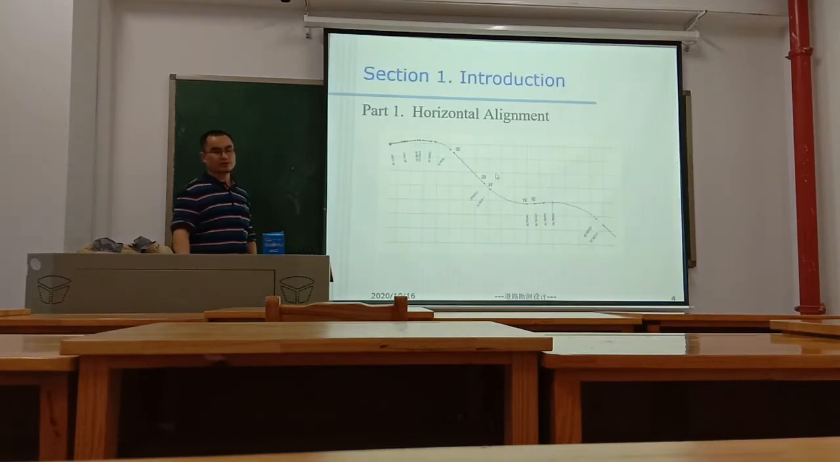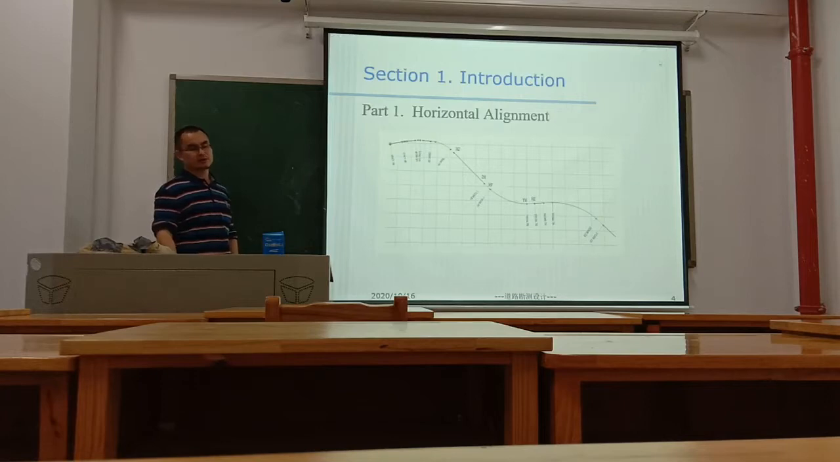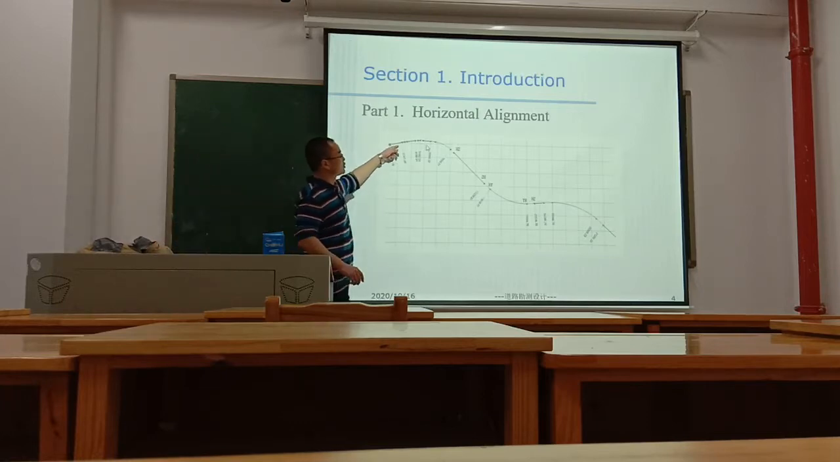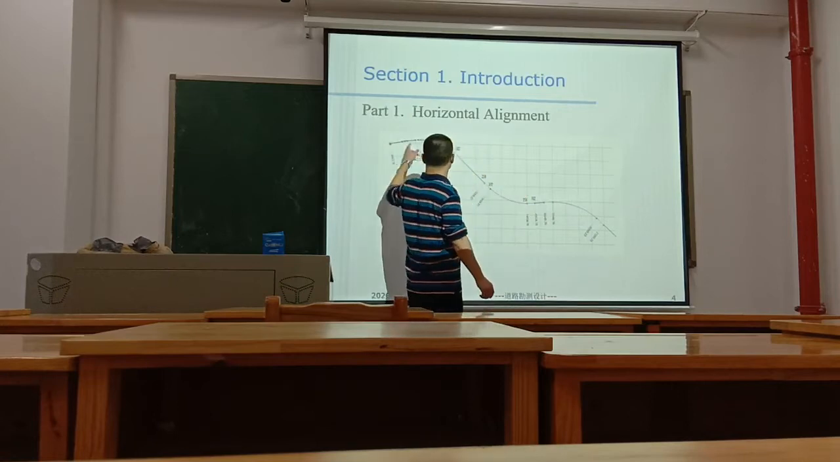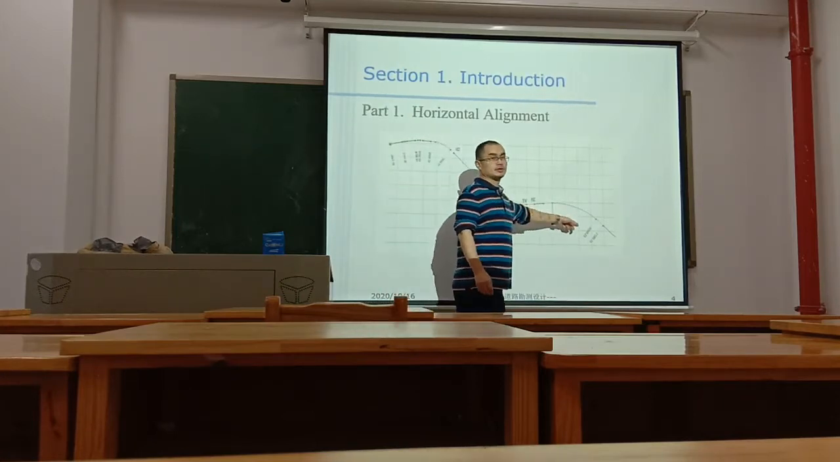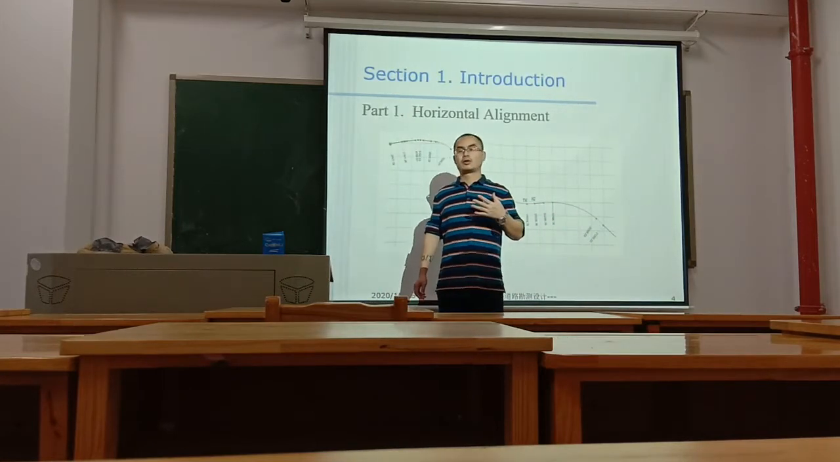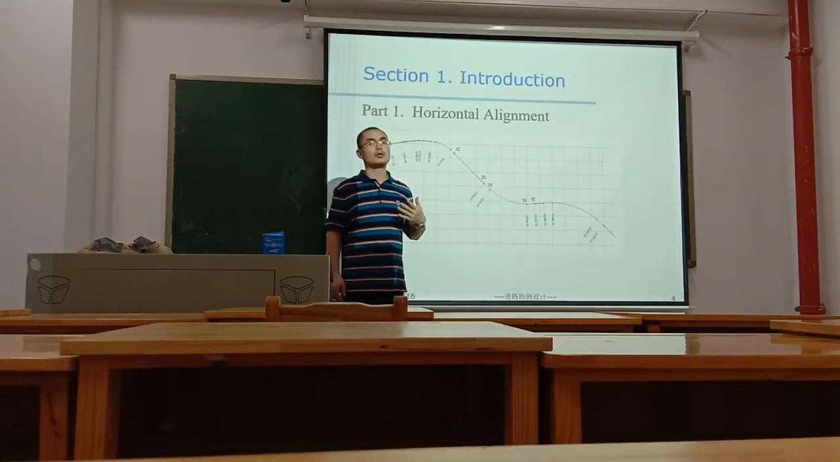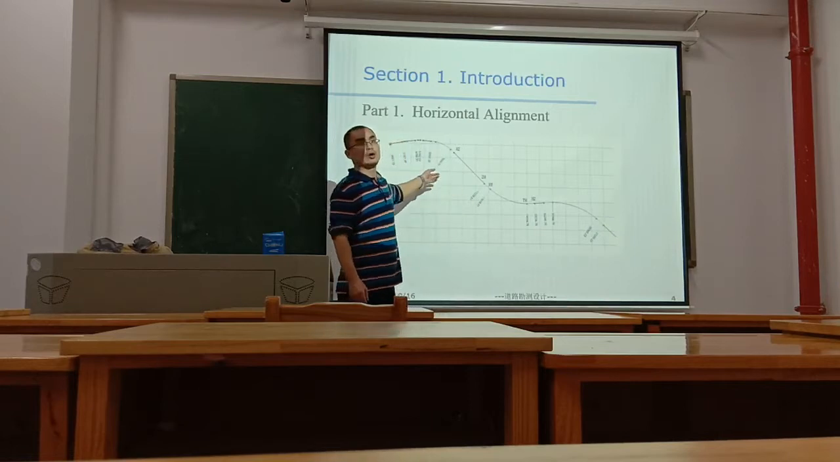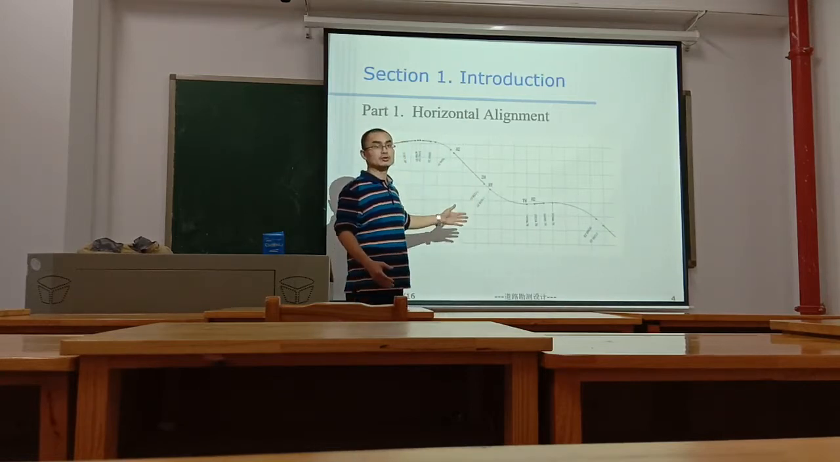Part 1, horizontal alignment. This is a picture of horizontal alignment. This is the center line of road. The horizontal projection.